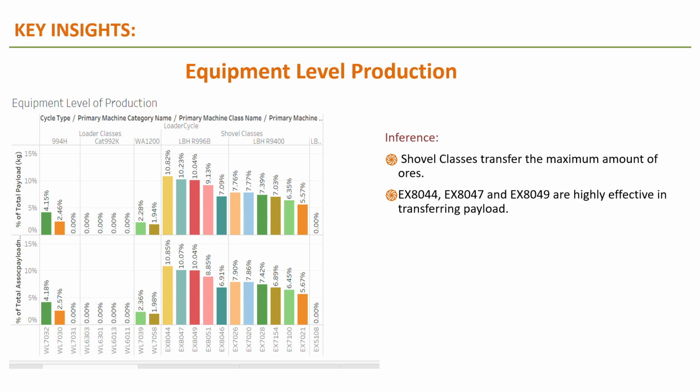When we come into the equipment level production and look at the loader section, we found an issue there. Under the loader section there are loader classes and shovel classes. In that, shovel classes are highly effective in transferring the payloads, that is, they are transferring the maximum amount of ore. So shovel is better than the loaders.